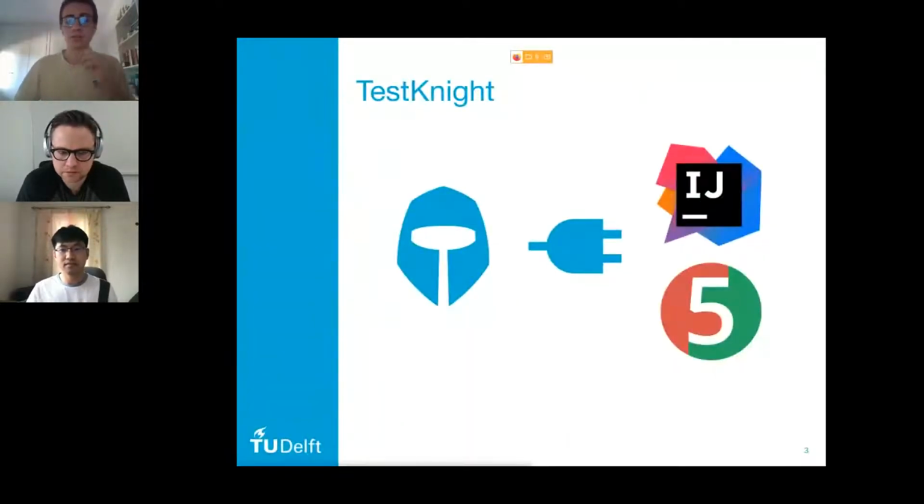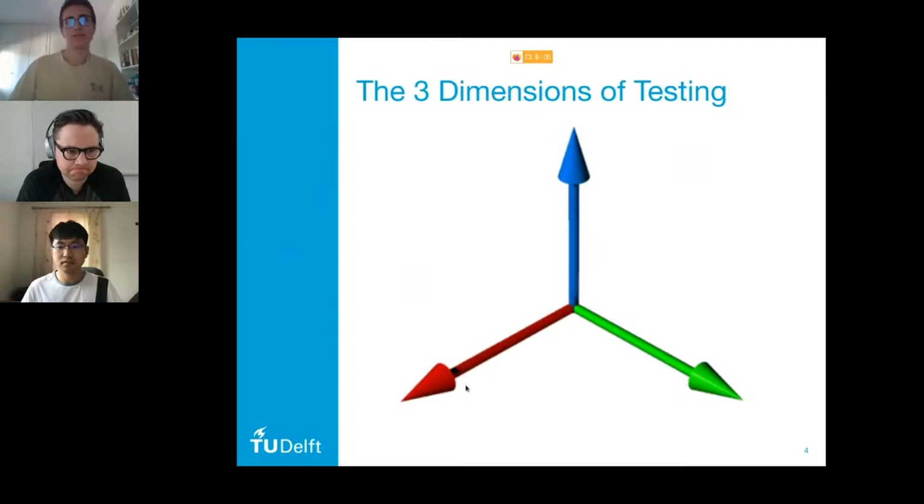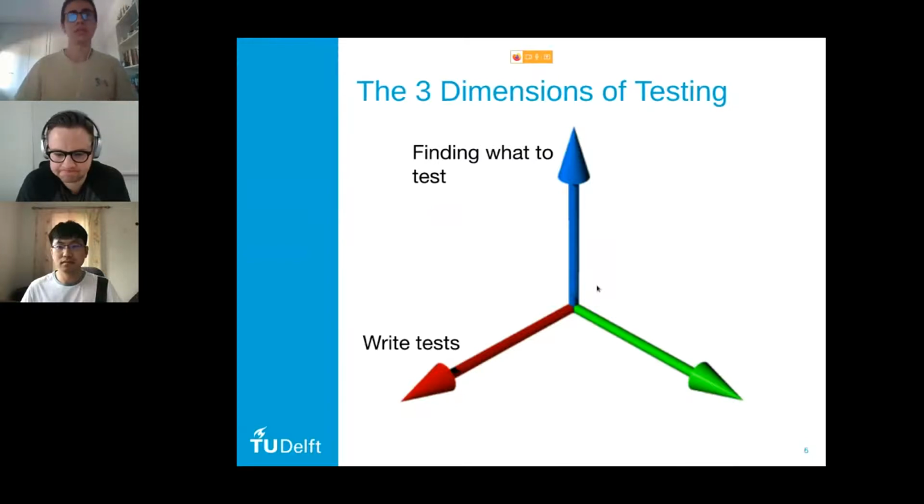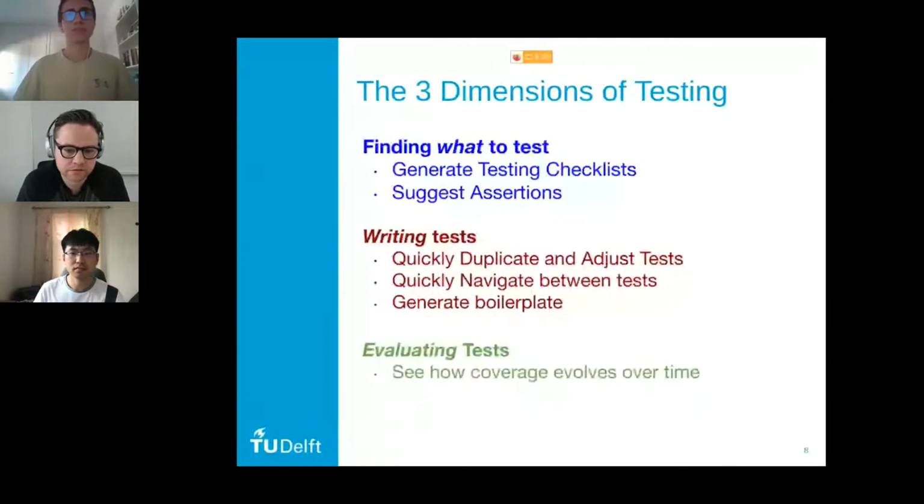If you've already seen the video beforehand, you know that TestNight is a plugin for IntelliJ IDEA designed to help with writing JUnit test cases, specifically for Java. TestNight aims to help with what we call the three dimensions of testing: first, finding what to test or which test cases need to be realized. Then, of course, physically implementing the tests. And lastly, evaluating your existing test suite to know if you're done or if you need to add some more to cover more branches or more lines.